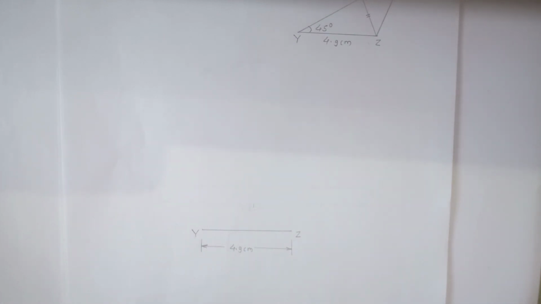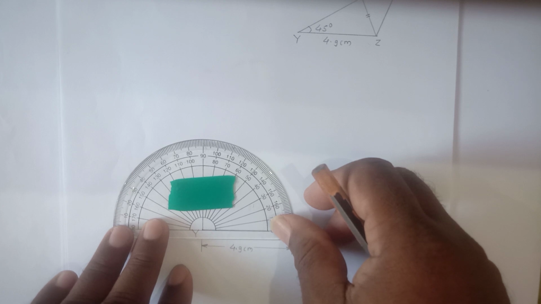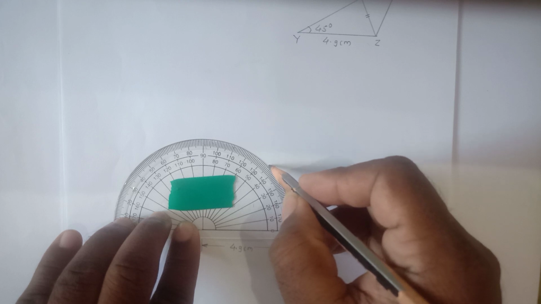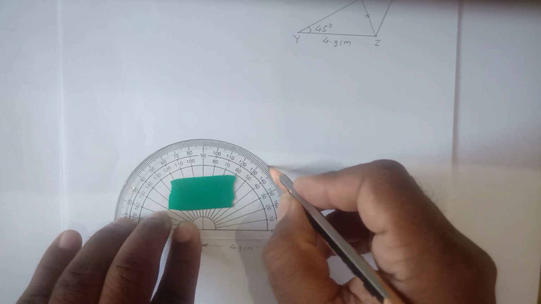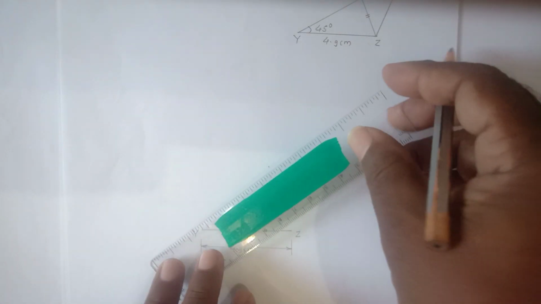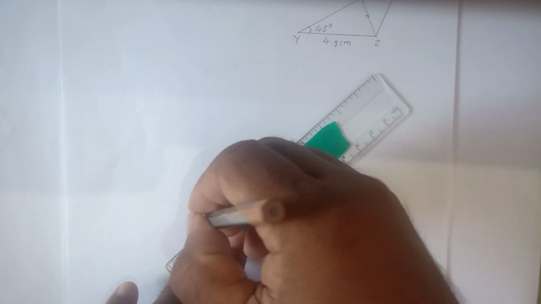At first draw segment YZ, that is the base of the triangle, 4.9 centimeter. Then angle Y is 45 degree. Therefore draw a ray making angle 45 degree at point Y. So this is 45 degree. Join these points.